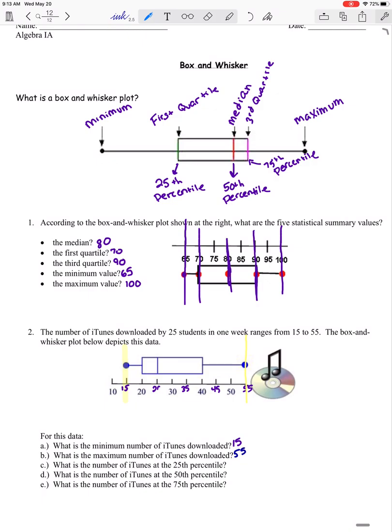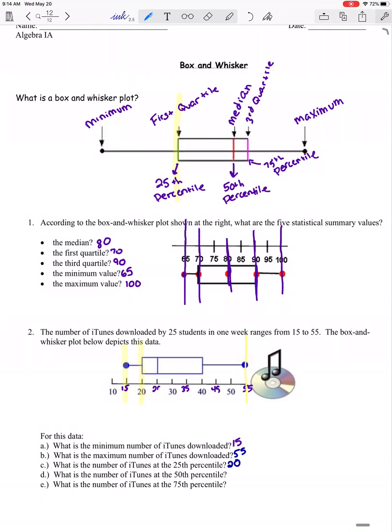What is the number of iTunes at the 25th percentile? So let's take a look here. The 25th percentile. Remember, that's the same thing as saying the first quartile, and we did talk about that. So 25th percentile, here it is. Let's see, 20. So that means that there is 20 iTunes in the 25th percentile.